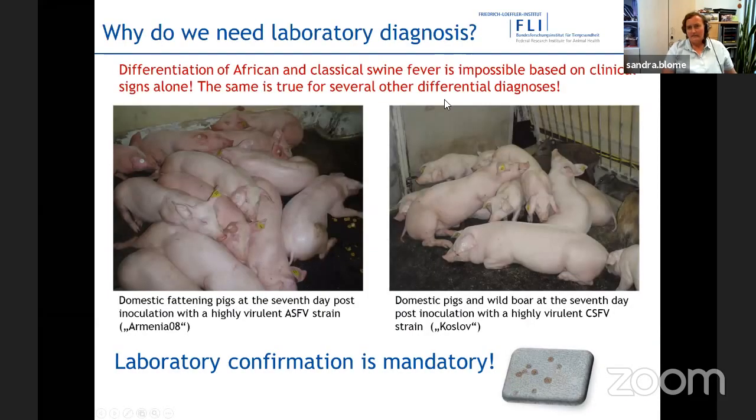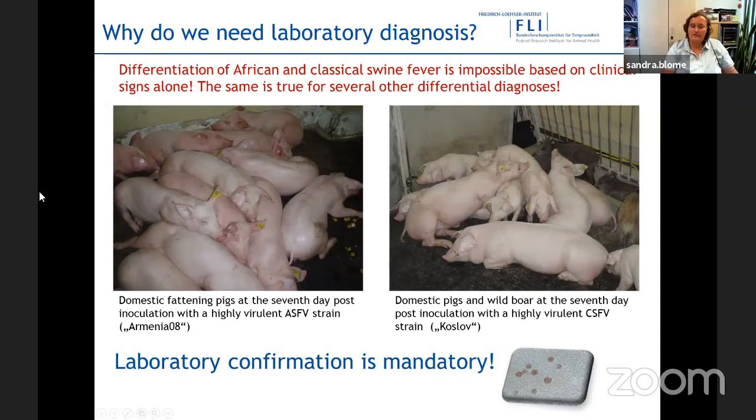Why do we need laboratory diagnosis for African swine fever? There is definitely a problem in a clinical diagnosis. Differentiation of African and classical swine fever is mainly impossible based on clinical signs alone. And the same is probably true for several other differential diagnoses.